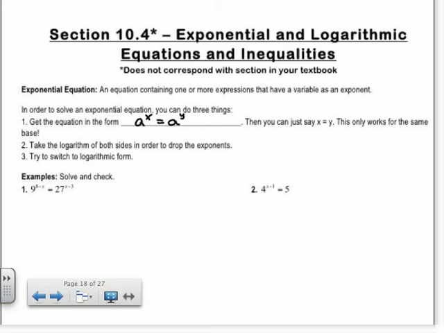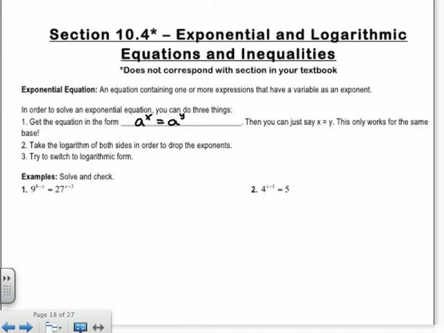Okay, number two, you can take the logarithm of both sides in order to drop the exponents. And three, you can switch to logarithmic form. Okay, so number one, it says solve and check. So if I have 9 to the 8 minus x equals 27 to the x minus 3, 9 and 27, you can get those to have the same base.